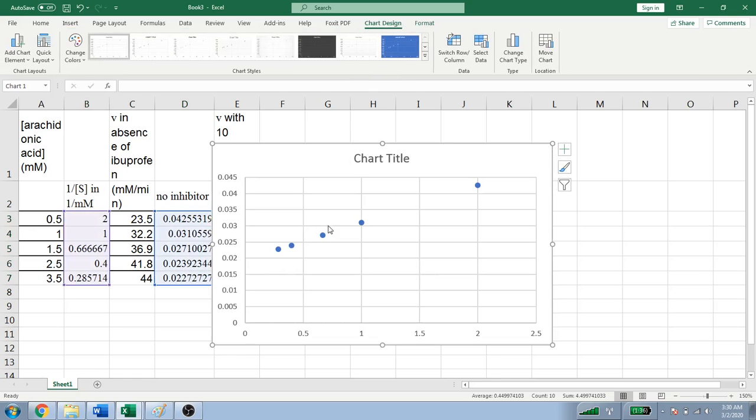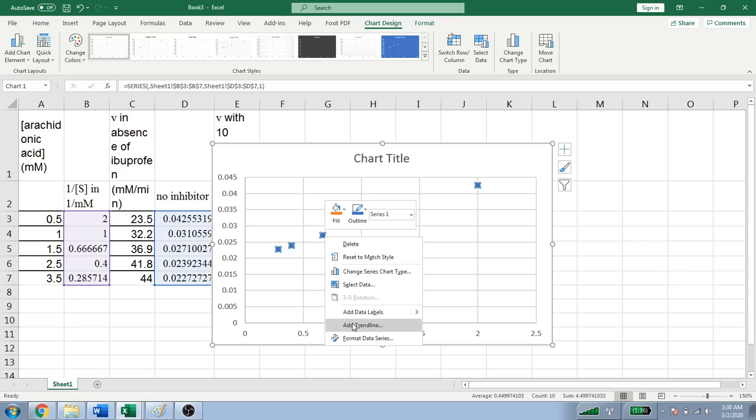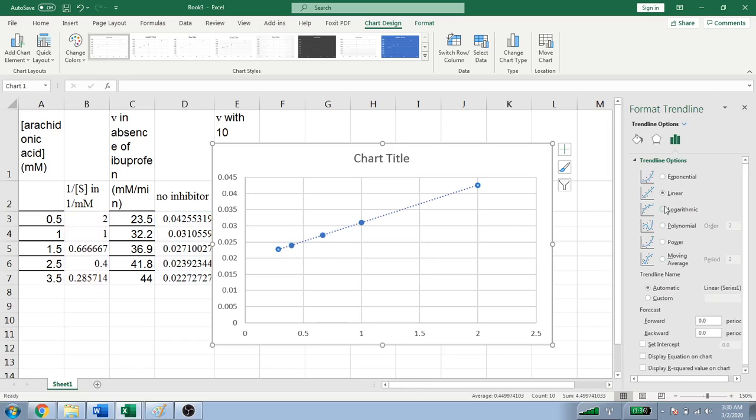That gives a nice X and Y, and of course I'm going to click on one of these data points, right-click, and add trendline. I'm going to get the linear trendline, and display the equation and the R squared. So this equation is y equals mx plus b, where the y is 1 over the rate with no inhibitor, and the b, the y-intercept, is 1 over the maximum rate of the enzyme at any substrate concentration.